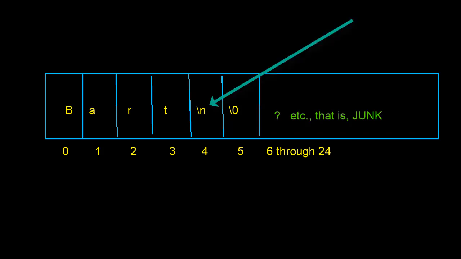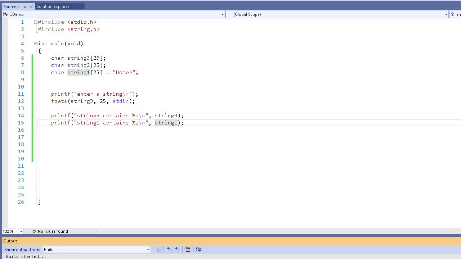We can see that there's an additional character besides just the letters of Bart and that terminating 0. We're also seeing an end of line marker, that's the \n, which is what we got from the enter key. It's important to remember that that \n becomes part of the string. Let's see how that \n affects things.